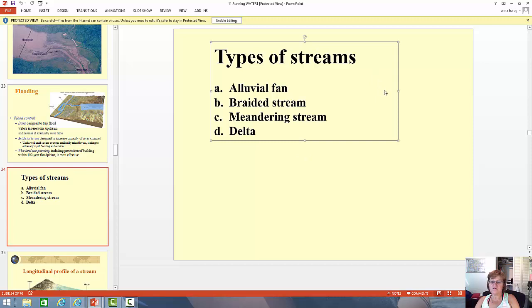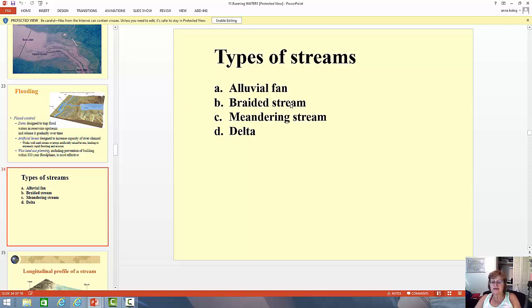So remember the alluvial fan, I cannot draw with this pen here, but the alluvial fan is when you have the fan shape, and it's coming from the mountains, and it's very fast and carries a lot of sediments, and when it gets down to the flat area, it just spreads it out. So the stream itself splits into smaller channels.